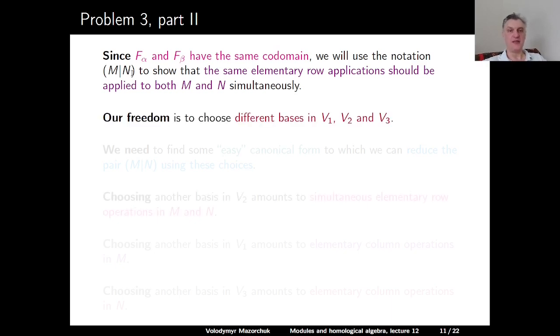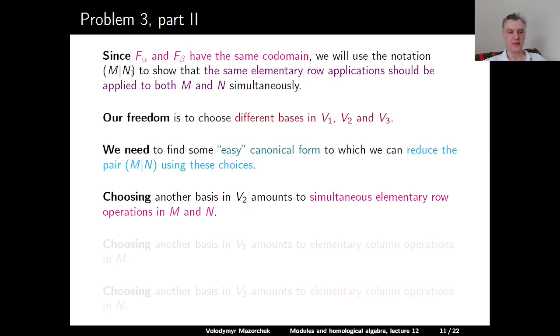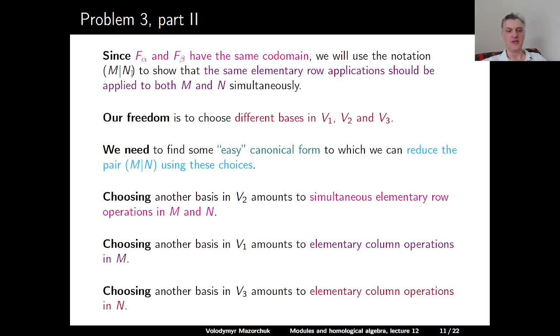The freedom which we have is we can choose different bases in V1, V2, and V3. And what we need to do is find some easy canonical form to which we can reduce any pair of the matrices M and N using the different choice of bases in V1, V2, and V3. If we choose a new basis in V2, this means that we do elementary row operations with the matrices M and N simultaneously. Choosing a different basis in V1 means that we do elementary column operations with M and nothing with N. And choosing a different basis in V3 means that we do elementary column operations with N and nothing with M.